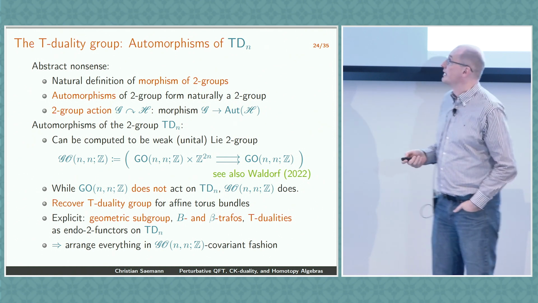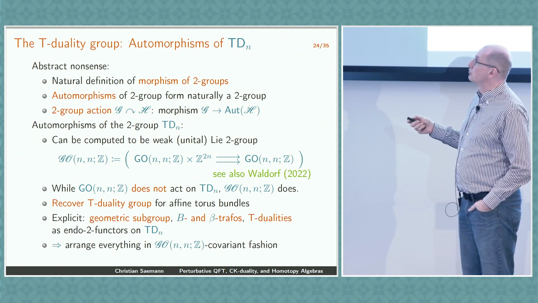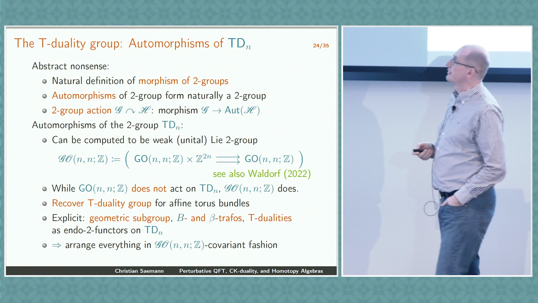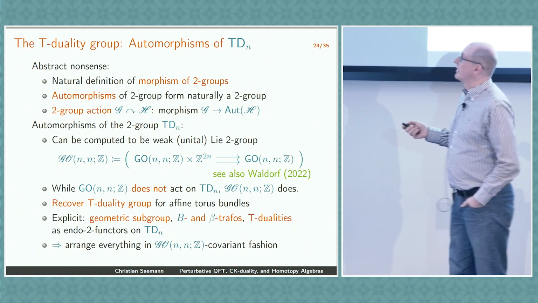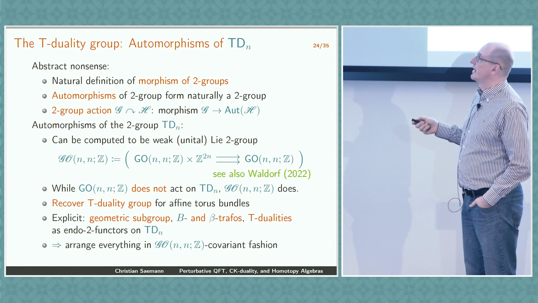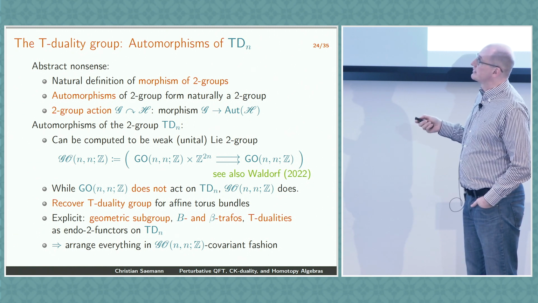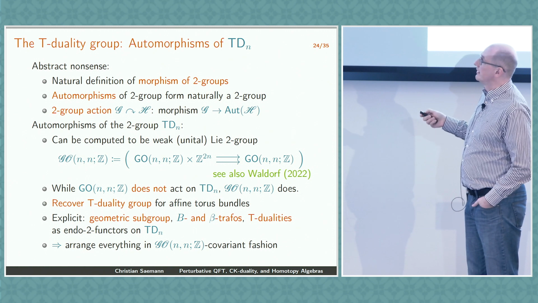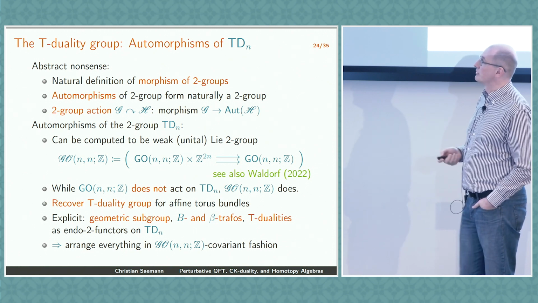That's not a problem. And then you can compute the automorphism 2-group for this TD^N, for the string thing that's there. And then you see that this is a 2-group that has GO(N,N,Z) in there. But you do need to extend this. And this is actually interesting. I'm not quite sure what this means completely. You do need to extend this non-trivially to a 2-group. And we provided the detailed expression for these, what it really looks like, how you can compute with it.